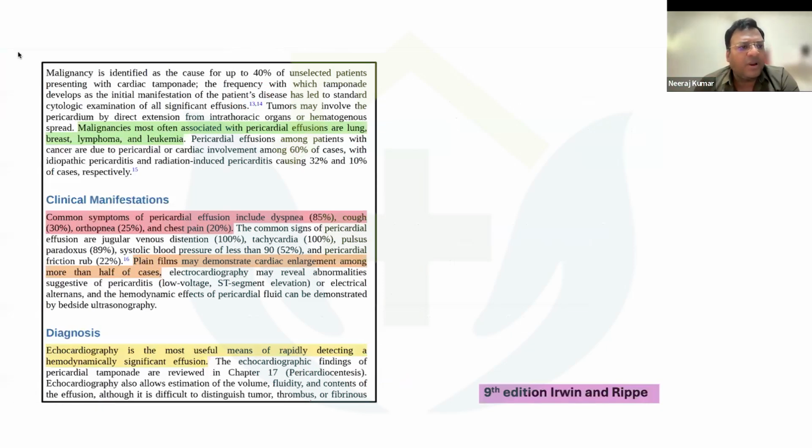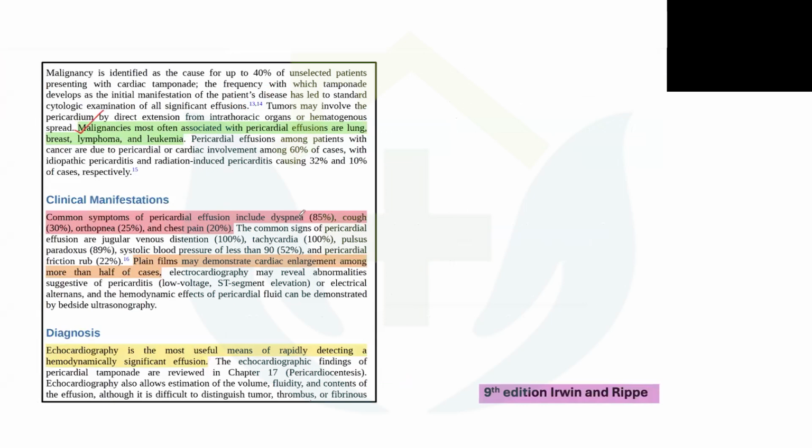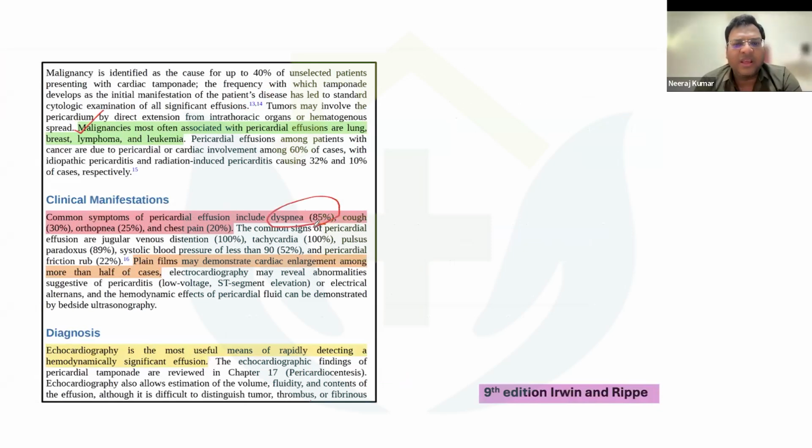Why is it so? Because if you see the literature, the malignancies often associated with pericardial effusions are related to the lung, breast, lymphoma, and leukemia. And the most common symptoms of pericardial effusion include dyspnea, and then cough, and then orthopnea, and then chest pain.